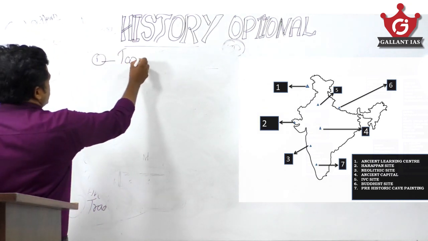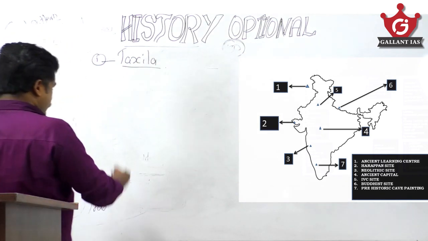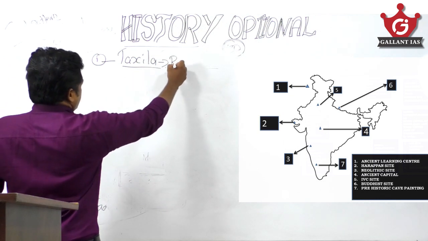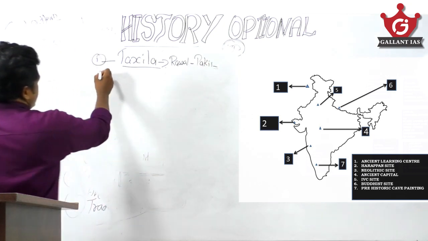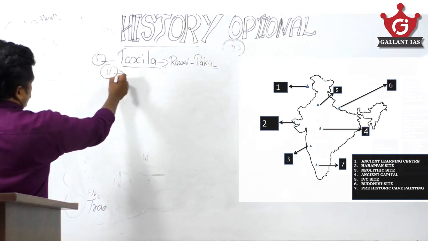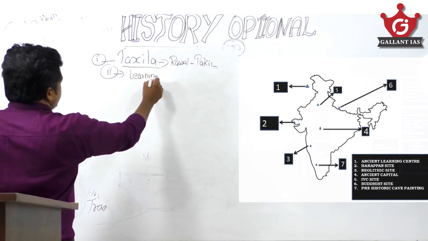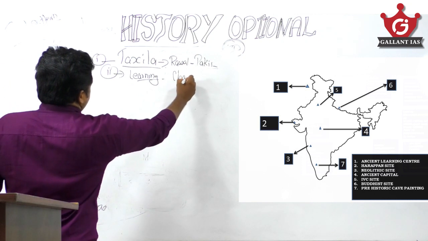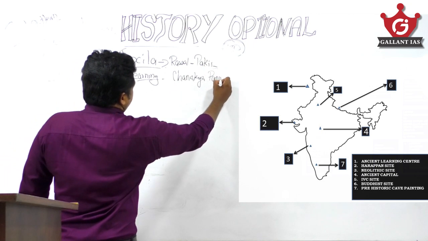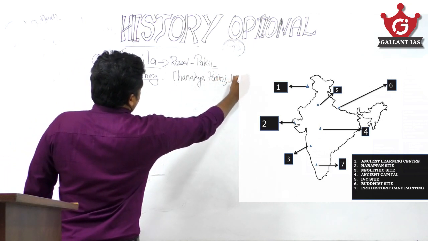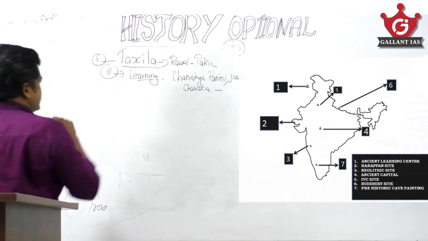Now you can give some points regarding this Takshila. Its location: it's in Rawalpindi district, currently in Pakistan. The second point you can give is that it was a great educational learning center. Chanakya, the Sanskrit grammarian Panini, and Jivaka or Charaka were the great products of this Takshila.